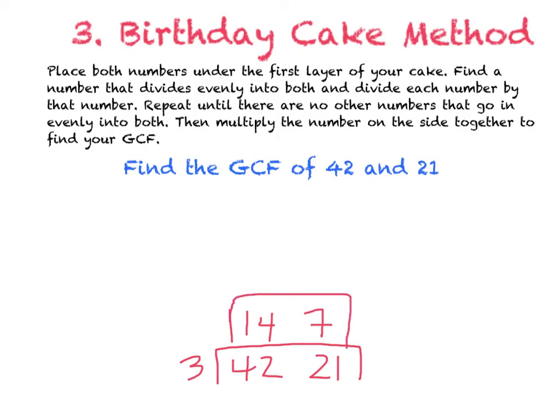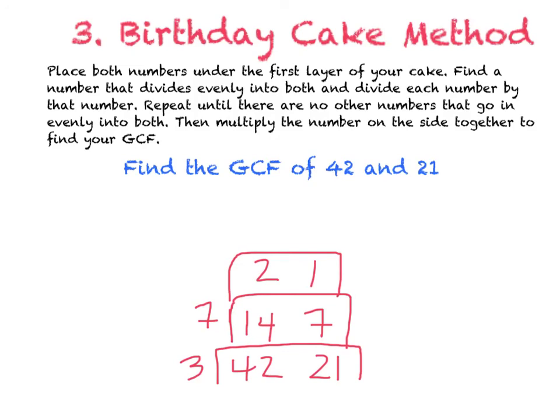So then I'm going to have to add another layer of cake. Now I'm looking for a number that goes evenly into 14 and 7. Well, 7 obviously goes into 7. 7 also goes into the number 14. So I'm going to pull a 7 out. 7 goes into 14 twice. 7 goes into 7 one time. Put my next layer of cake. Now I'm looking at 2 and 1.